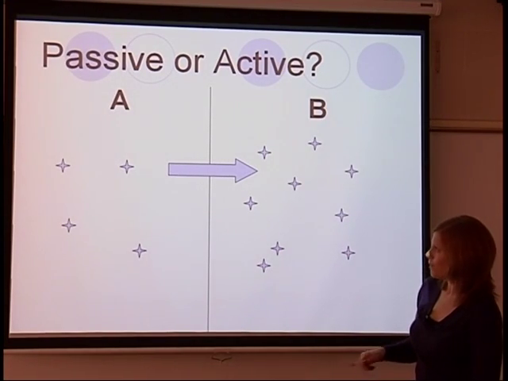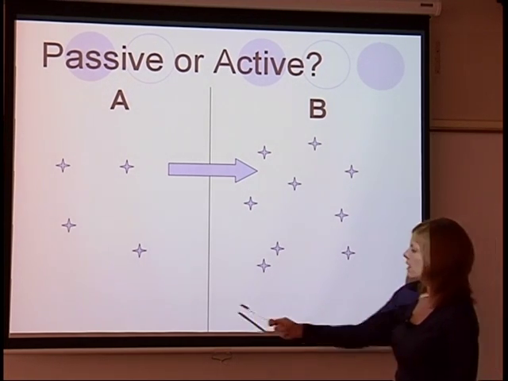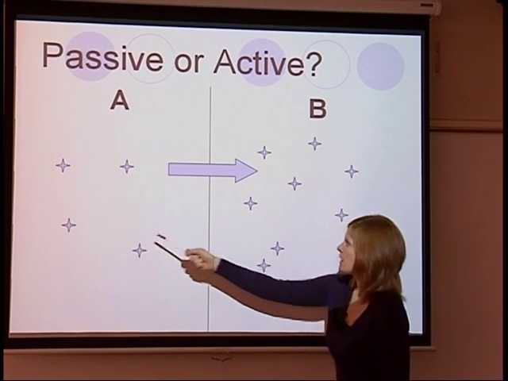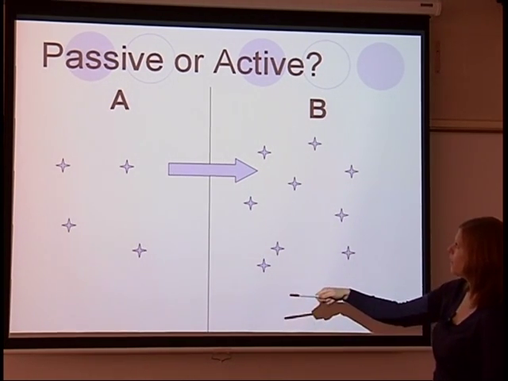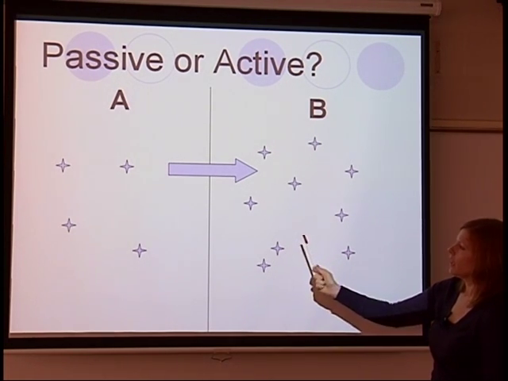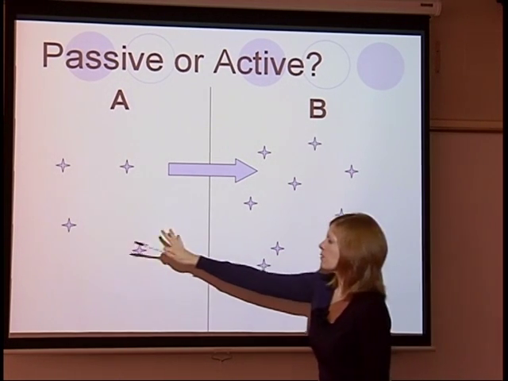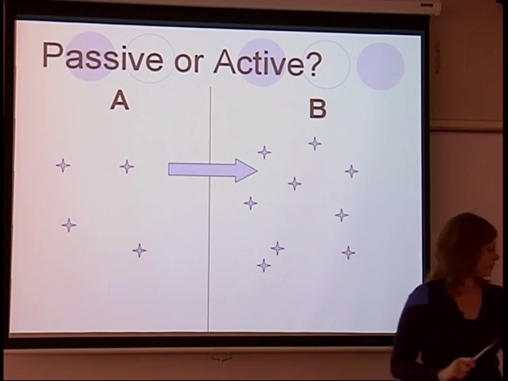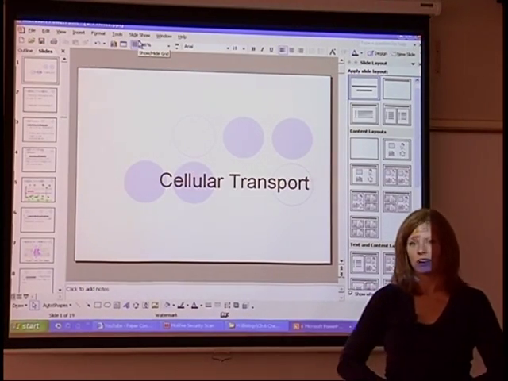And then this is just a question that I would ask: is this passive or active transport? If this line represented the cell membrane and I had 4 molecules on this side and 8 molecules on this side, would this be passive or active transport? The answer to this one is active transport, because it's going from less on this side to more on this side. And that concludes our presentation on cellular transport.